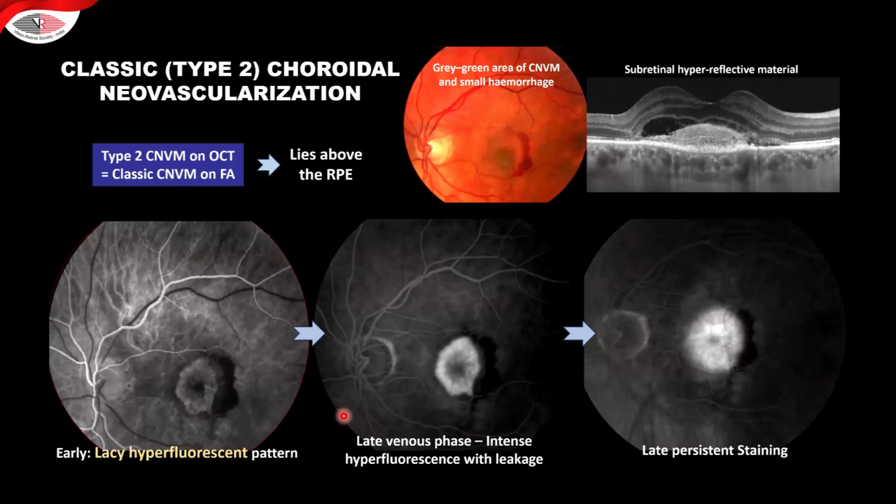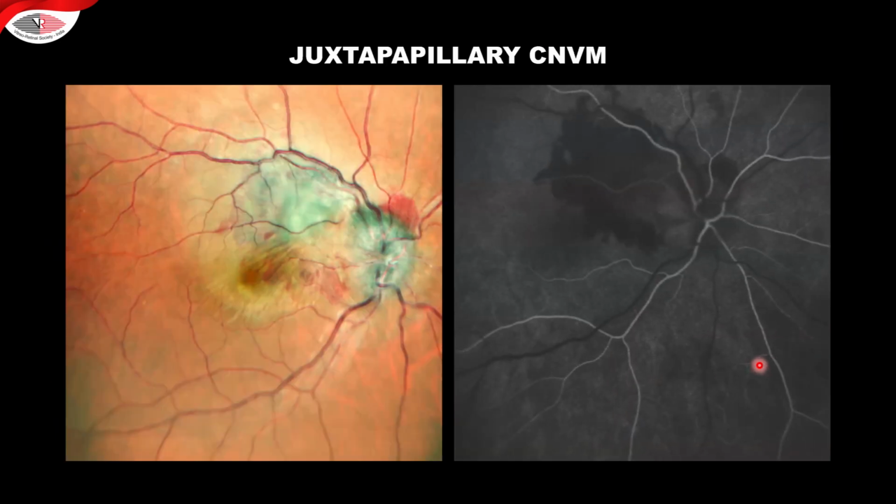The type 2 choroidal neovascularization, which is subsensory, lies above the RPE, and you can see the classic lining of the blood around it, which shows you activity. If you do an OCT, you'll see fluid and a classic membrane, which is actively leaking. And when you look at fluorescein, you see the lacy hyperfluorescent pattern, which is classic of this particular pathology, and the venous phase intense hyperfluorescence leakage and the late persistent staining which happens with this type of membrane.